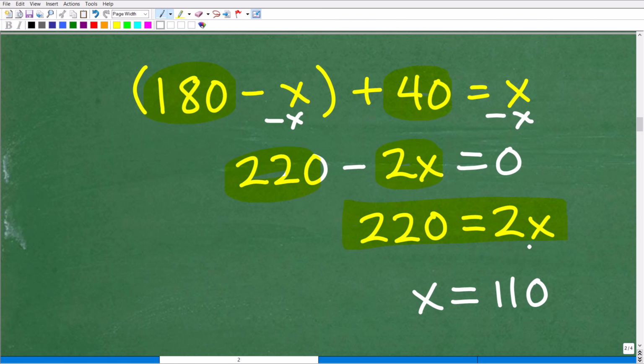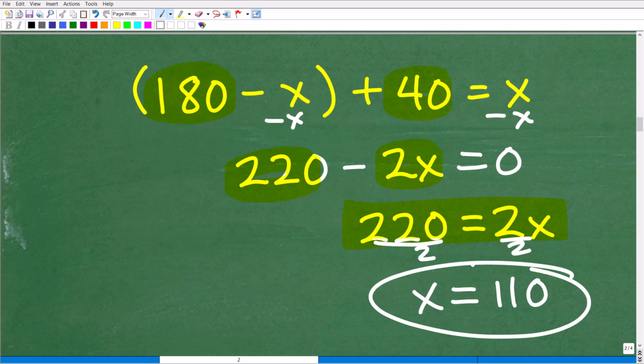Then to solve for x, all we need to do is divide both sides of the equation by 2, and you get x is equal to 110. Now that I look at this, it would have been much easier for me just to add x to both sides and have the 2x over here. But nevertheless, as long as you're taking the correct steps when solving an algebraic equation, you won't break the equation, and ultimately you'll end up at the right solution.